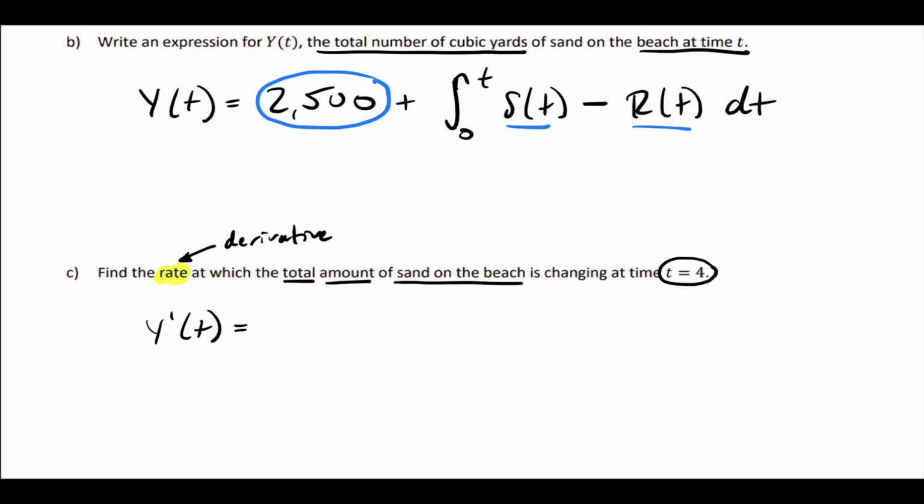We need to find y prime of t. Okay? So y prime of t, how do I find y prime of t? What is it going to be?